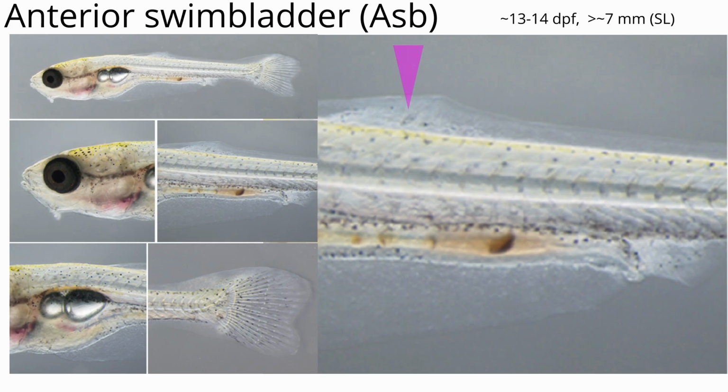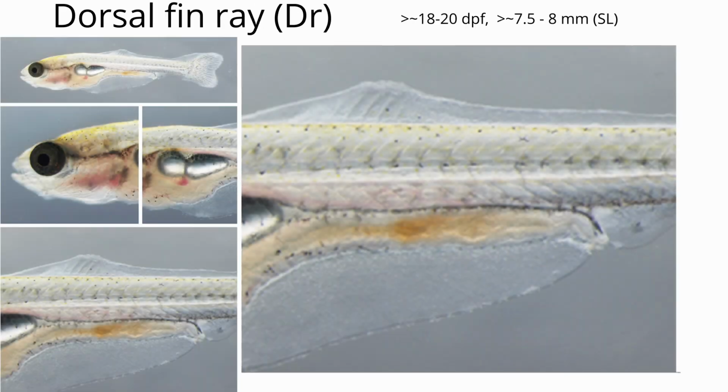From this stage, you can start to see that the membrane on the dorsal side and behind the cloaca are whitish. Later on, these parts appear as the primordia of the dorsal fin and anal fin. Dorsal fin ray stage. 18 to 20 days after fertilization, body length will be about 7.5 mm to 8 mm.